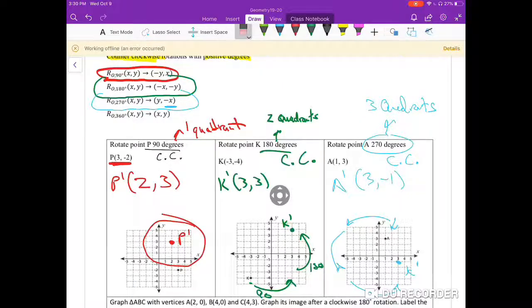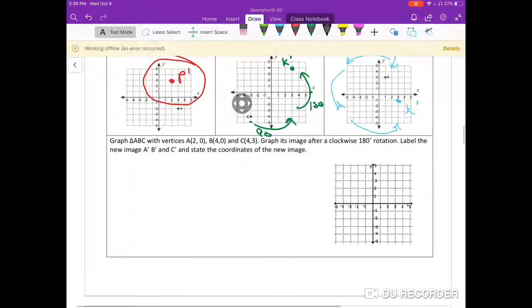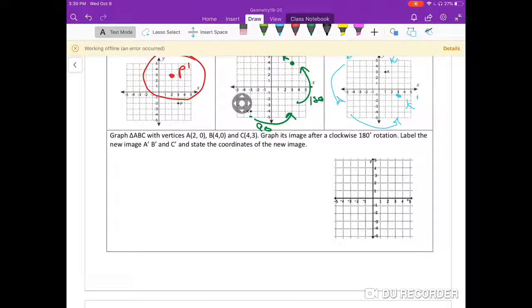All right. So these are the formulas that you need to memorize. These guys over here. And just remember, these are all counterclockwise rotations. Okay. So let's look at one more example, and then I'll get more into what you need to do when it says clockwise.